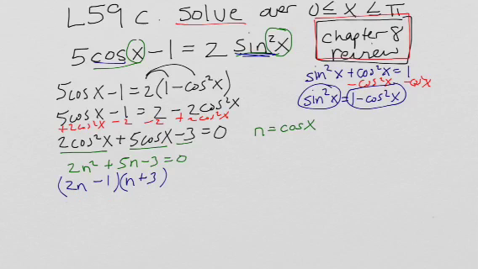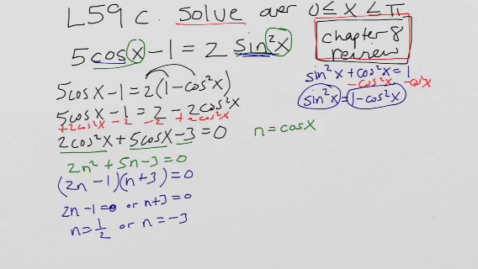Those are the factors. So all of that multiplied together equals 0, which allows us to make two little equations: either 2n minus 1 equals 0, or n plus 3 equals 0. So add 1 to both sides for that first equation, divide by 2, n equals 1/2, or n equals negative 3.